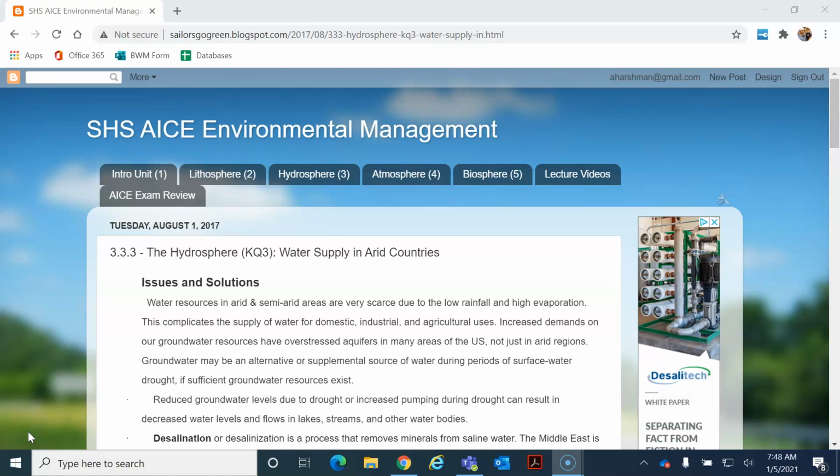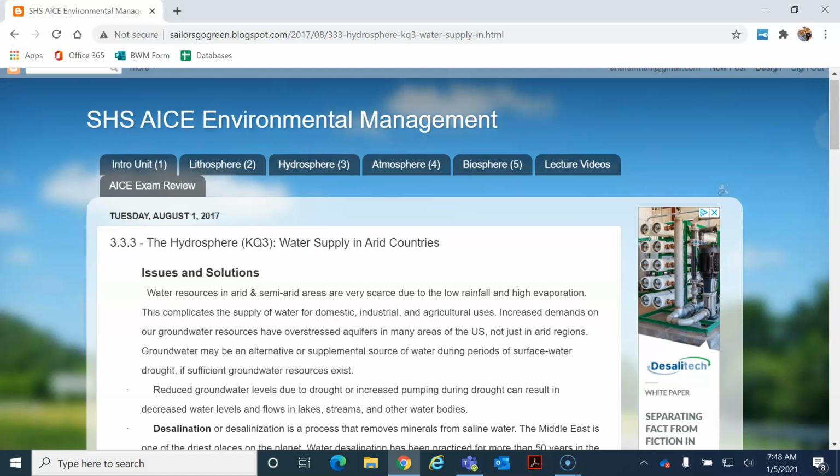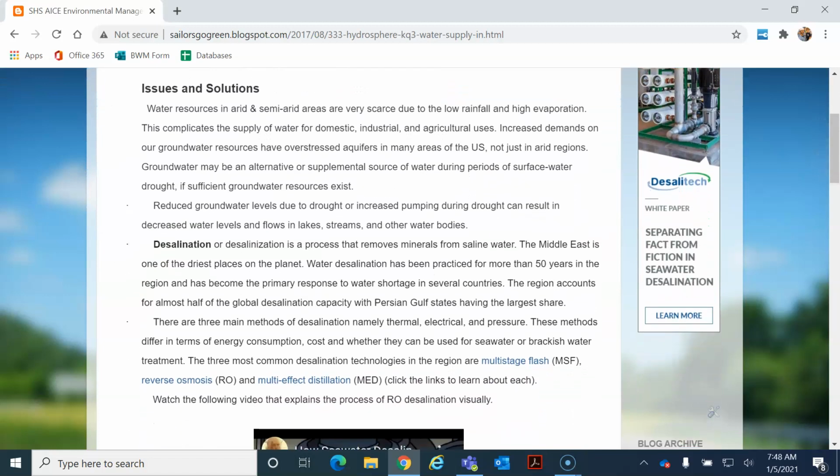So water resources in arid and semi-arid areas are very scarce due to low rainfall and high evaporation, like I just said. So basically, this is bringing down the amount of water not only for people in their houses, but also for industry and for their food growing, for their agriculture. So in many places, people have overdrawn water for these issues, and this has exacerbated the problem so that local vegetation won't even grow.